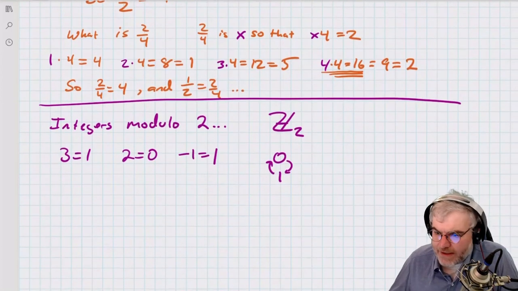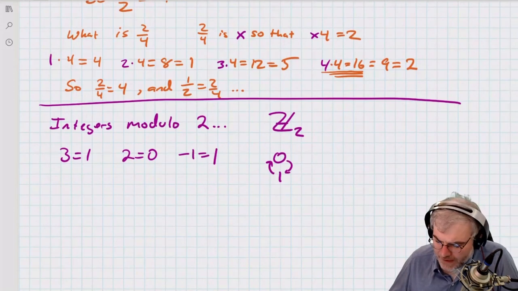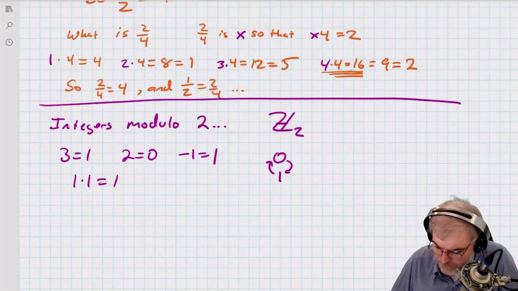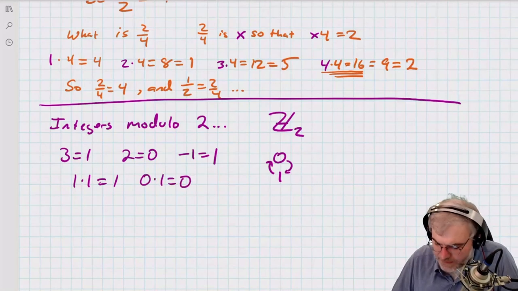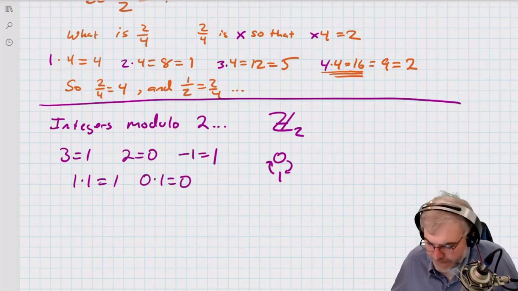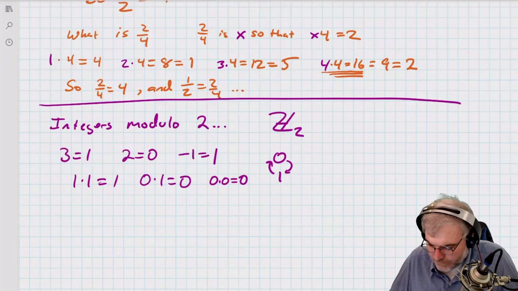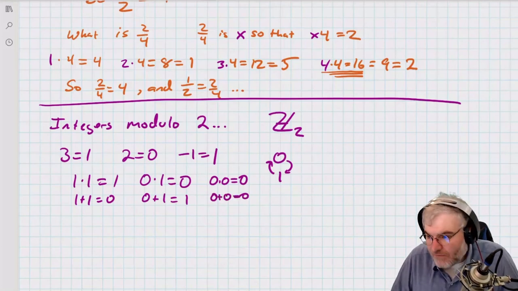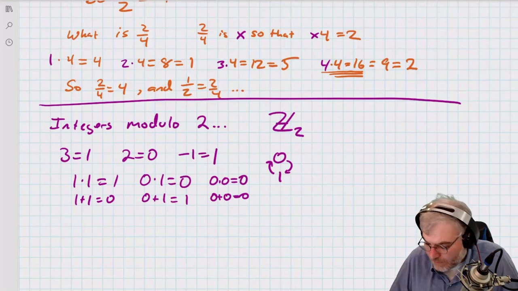This is a rather boring thing, right? This is just a very simple circle. So 1 times 1 equals 1. 0 times 1 equals 0, and 0 times 0 equals 0. That's pretty much all there is to say. 1 plus 1 equals 0. 0 plus 1 equals 1. And 0 plus 0 equals 0. Everything does have a multiplicative inverse except 0.